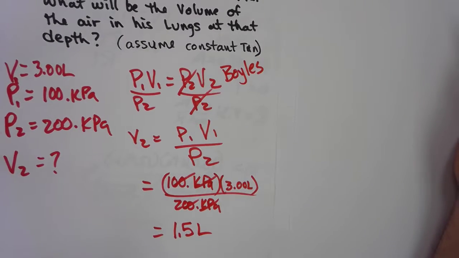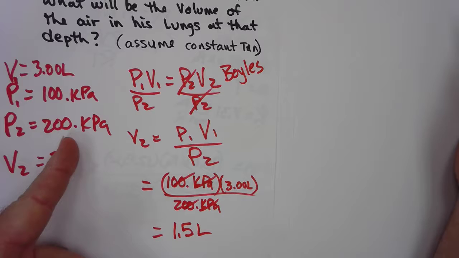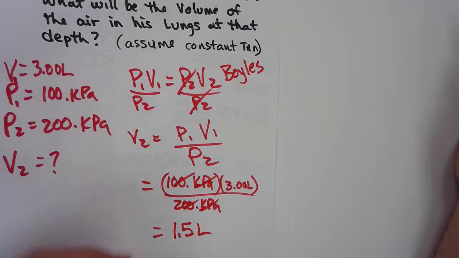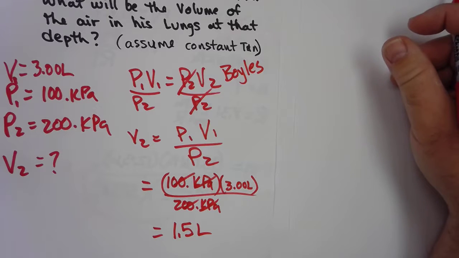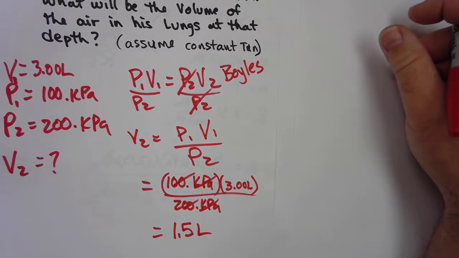Imagine going the other way. If you start at the 200 kPa depth with a full 3 liters and you rise to the surface, it's going to double. Your lungs are going to go from 3 to 6 liters. I suspect they're going to explode at that point, which would not be healthy to have your lungs exploding.